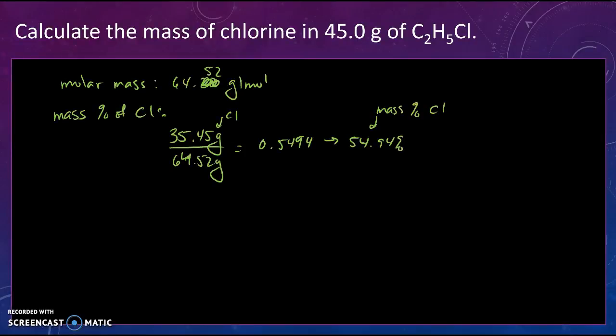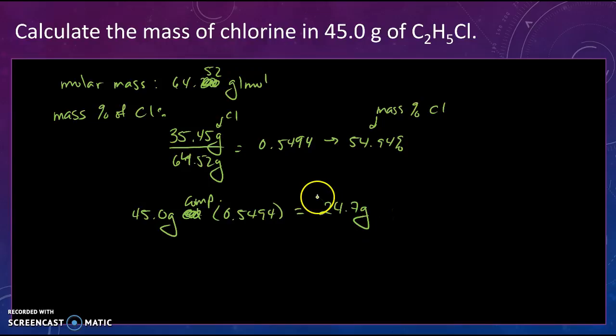And then, because it is a mass percent, I can take any mass and multiply it by that percent, and that gives me the mass of chlorine in that. So in this case, I have 45 grams of the whole compound. And I know that 0.5494 of that will be due to the mass of chlorine. So multiplying those two together, I get 24.7 grams. Okay, 24.7 grams of chlorine in this 45 grams of compound.